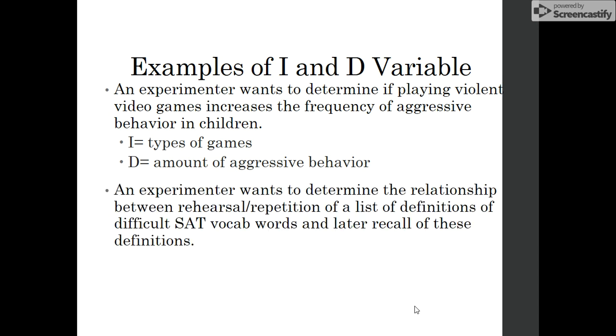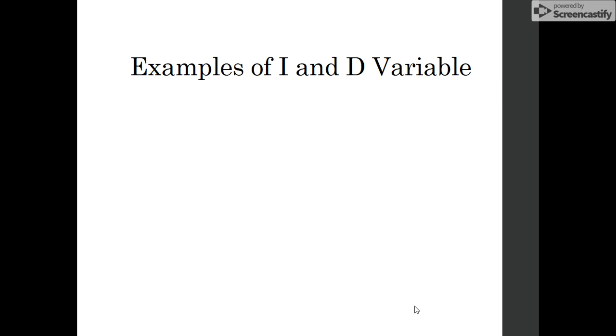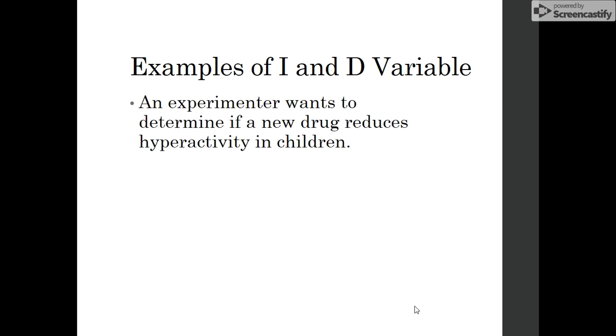An experimenter wants to determine the relationship between rehearsal, repetition of a list of definitions of difficult SAT vocabulary words, and later recall of these definitions. In this case, the independent variable is the amount of rehearsal. Do you do it a lot? Do you do it a little? So it's the frequency of rehearsal, and the dependent variable, what you're testing for, is the recall of definitions. Another one: an experimenter wants to determine if a new drug reduces hyperactivity in children. Independent variable is the drug, so you're going to look at the old drug and the new drug, and what you're testing for is the level of hyperactivity.